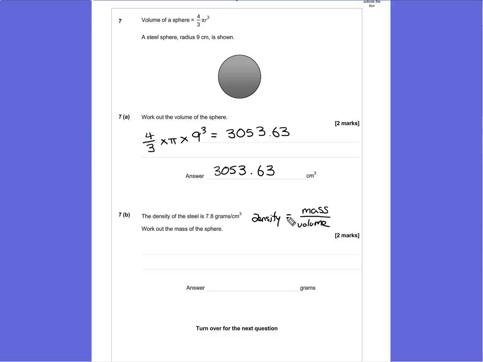With a little bit of rearranging here, we can create a formula that tells us what mass is. We just need to multiply both sides by volume, and that'll leave us with mass is equal to density multiplied by volume. Again, just whatever answer you worked out for the volume in the first part of the question, use that here and you will not lose any marks.